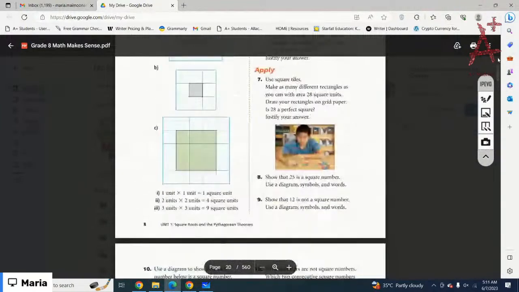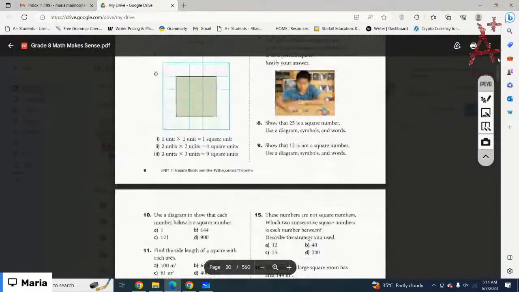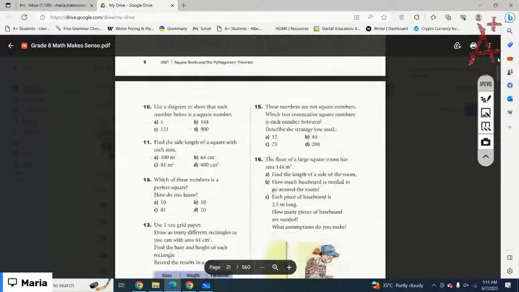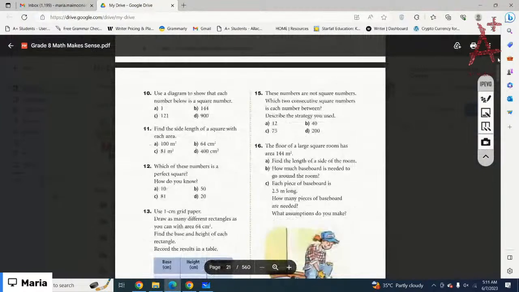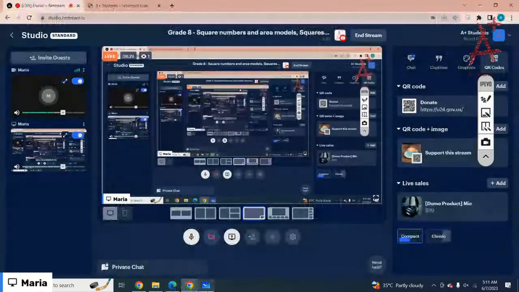Okay, here, use a diagram to show that each number below is a square number. You have to show them that they are square. Got it? You have to show through a diagram. The next one is 144.